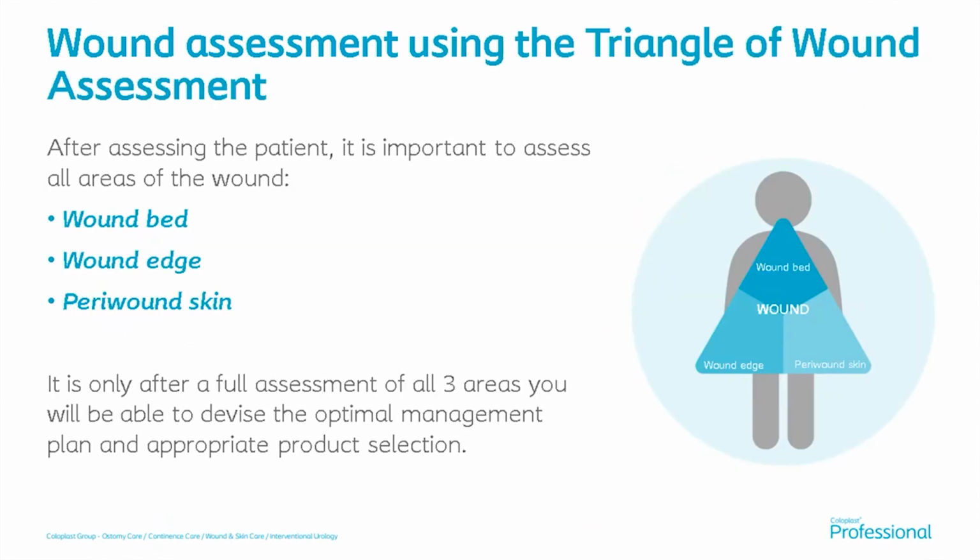So, wound assessment using the triangle tool. We're looking at the wound edge, wound bed, and the periwound skin. It's really important that we're looking at all three of these areas, because each of them really does have an impact on wound healing. It will help us to identify and devise the optimal management of a wound, and it will help us with our appropriate selection of product use.